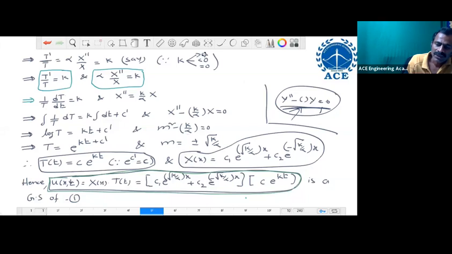Actually, for k greater than 0, if we do the problem, we get one possible solution like this. For k less than 0, if we do it like this, we get one possible solution. For k equal to 0, if we do it like this, we get one possible solution. For each case, we get one possible solution. Out of the 3 possible solutions, we choose the actual solution according to the given physical conditions only.